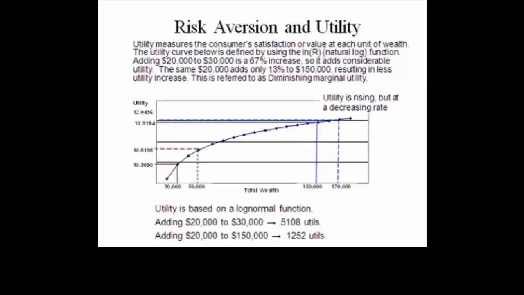So to get the same increase in satisfaction that was achieved by going from $30,000 to $50,000, someone who starts with $150,000 will need to see an additional $100,000 or 67% more increase in wealth. In economics, this decrease in the value of utility provided for each additional unit of wealth is referred to as the diminishing marginal utility.